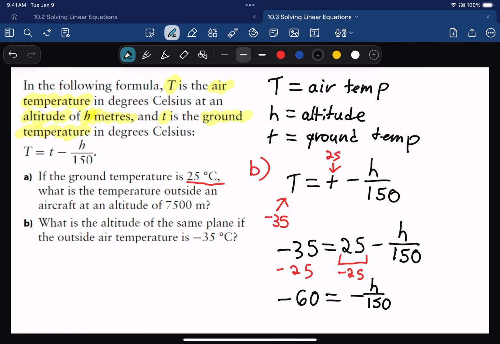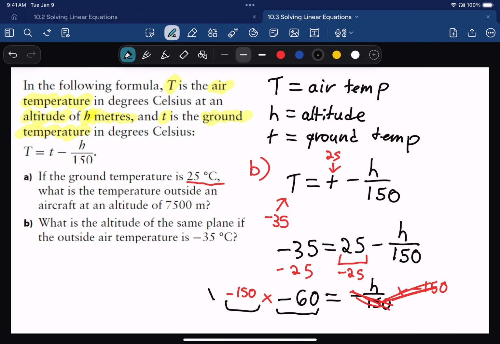So now let's multiply this side by negative 150. If we do that, we can cancel off this negative as well. So this negative will be canceled, and same with this. This will all cancel. And now we need to times this side by negative 150. Let's see what we get. We are going to get an answer of 9,000. I just plugged that into the calculator: negative 150 times negative 60, and we have h isolated.